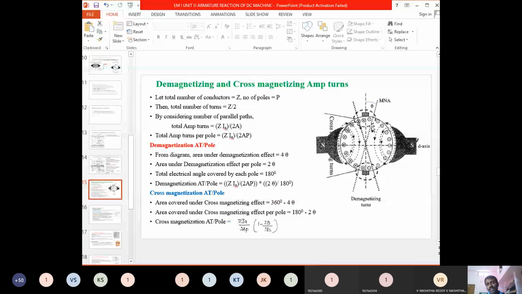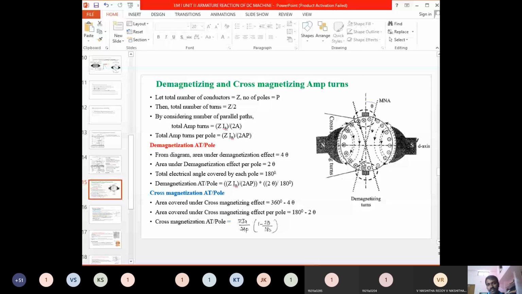Now, when the load is applied, due to the effect of the magnetic neutral axis, there is a shift in the MNA axis. Previously, the MNA and GNA, the geometrical neutral axis, lie on the same line, the same axis.